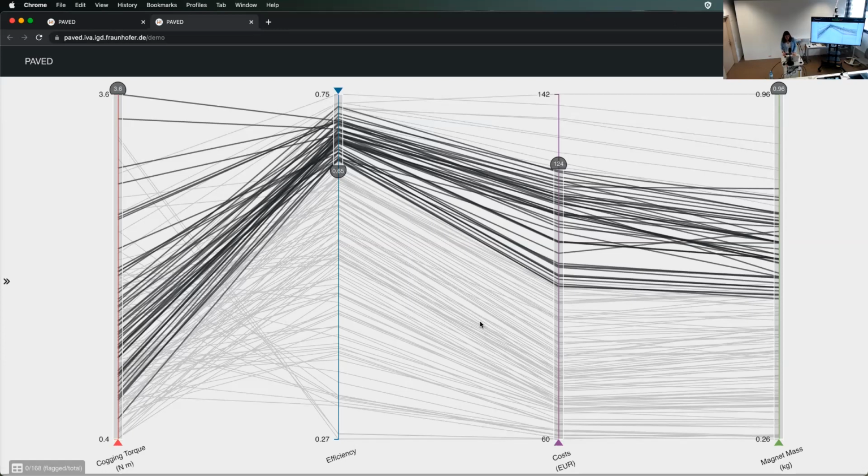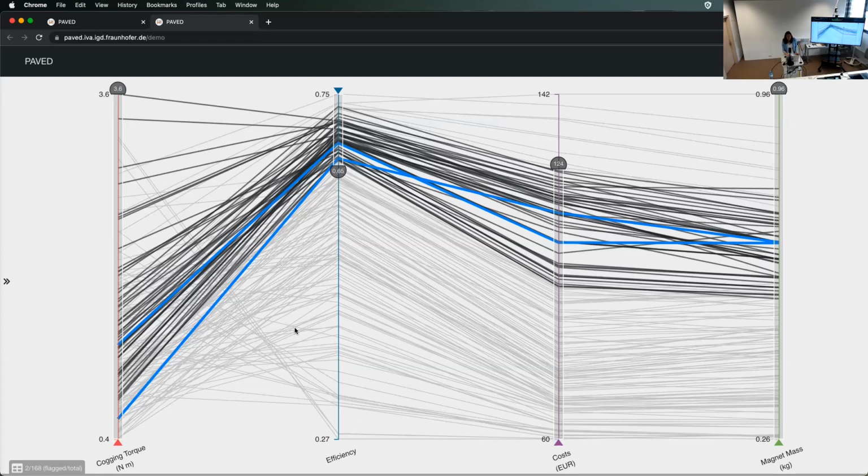And now we have a certain smaller subset of options where each option optimizes all these criteria differently. If we now investigate them in more detail, for example, we can take this candidate here with costs in the middle range, but we see that it has the least efficiency in the selection. If we take another option, for example, that one, we can see that it optimizes both the costs, so it's cheaper, and the efficiency. But this comes at the cost of more cogging torque.